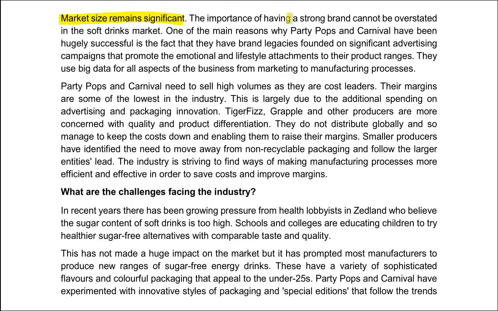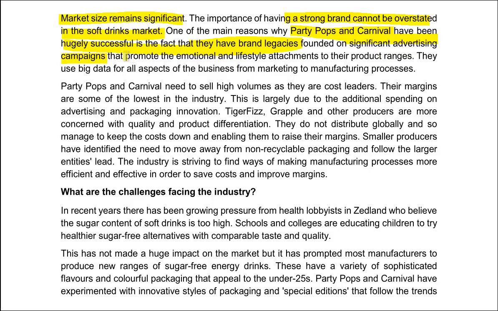So we're getting a repetition from our industry pack. A strong brand cannot be overstated in the soft drinks market. We already know that from our research, and one of the main reasons why Party Pops and Carnival have been hugely successful is their brand legacies and important advertising campaigns. So this is quite an important part because there's not often a lot about advertising in a pre-seen. It's quite an overlooked topic. It's a very difficult topic to also place on the syllabus, but it would probably fit into project management and sort of allocating resources, or money rather, to advertising, having these big ad campaigns.